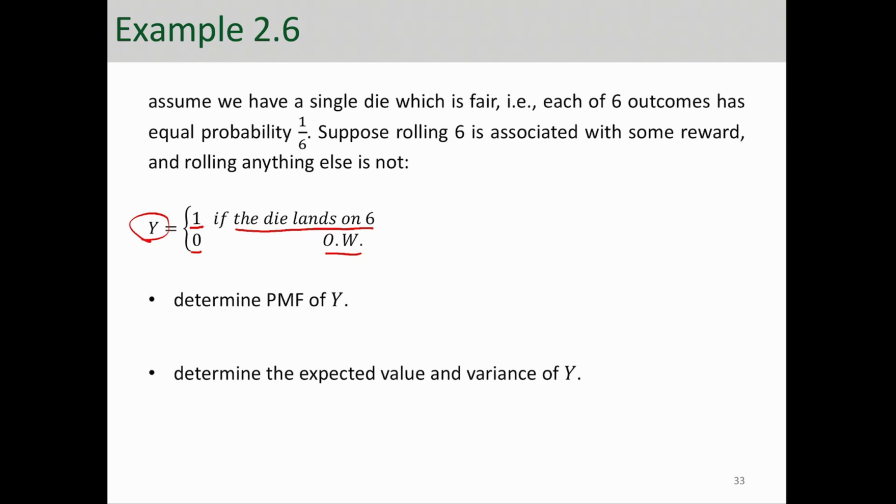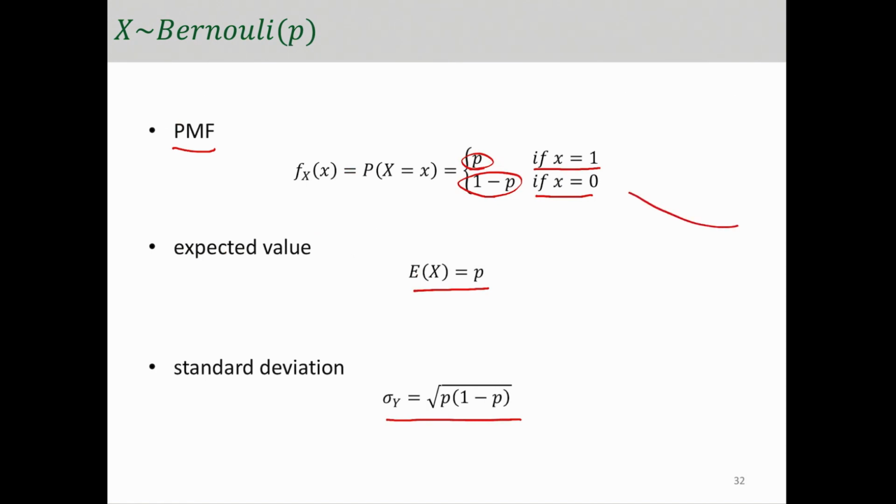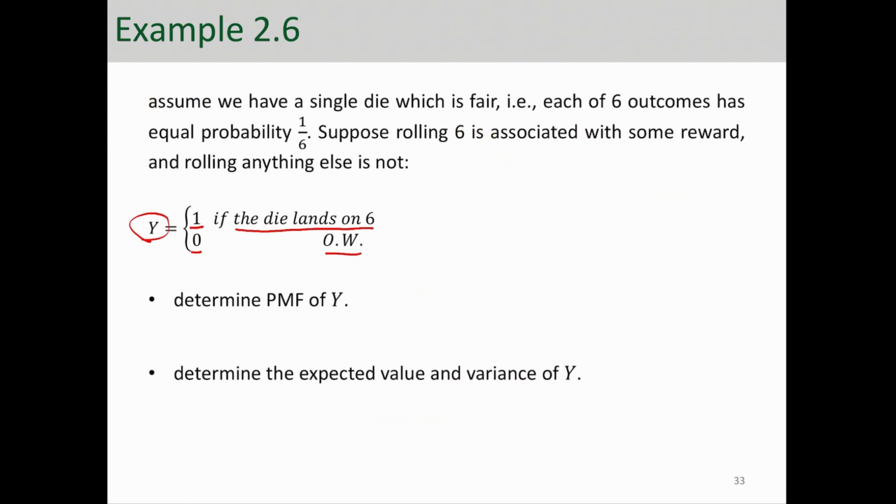Well, the probability mass function of y is just going to be like this here. So f of y when it's equal to 0 is equal to 5 over 6. And f of y, when it's equal to 1, which is the success, is 1 over 6. And that's the PMF of this random variable.